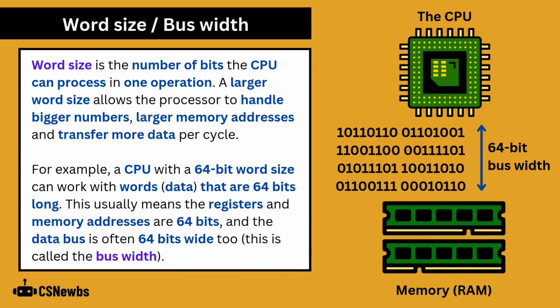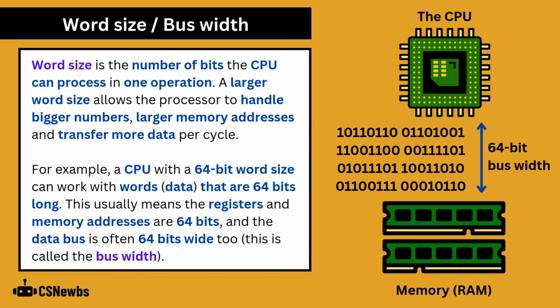Now is a good opportunity to look at word size and bus width. Word size is the number of bits the CPU can process in one operation. A larger word size allows the processor to handle bigger numbers, larger memory addresses, and transfer more data per cycle. For example, a CPU with a 64-bit word size can work with words that are 64 bits long.